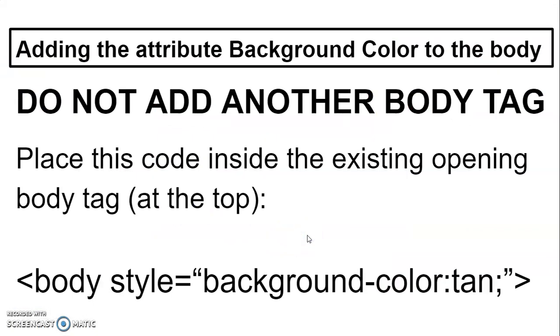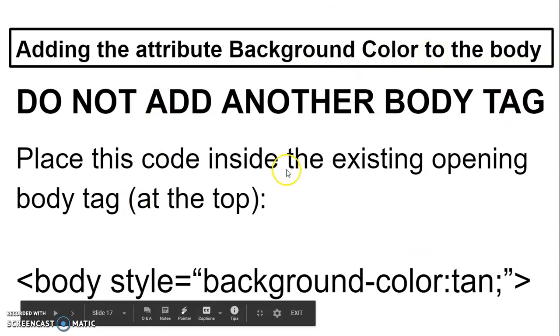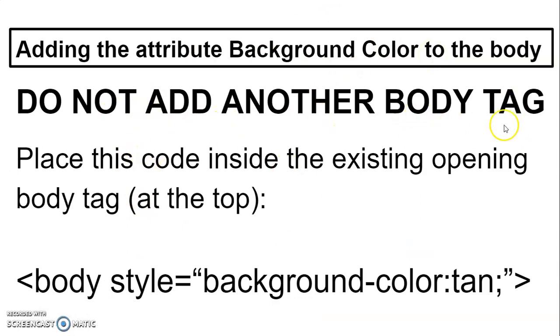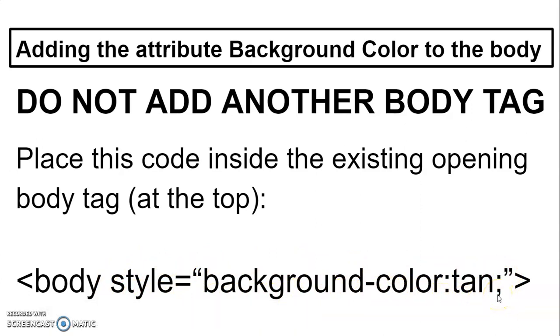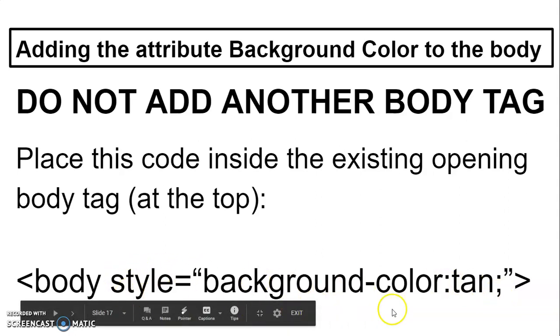Now, the last thing I think I want you to do is put in background color. The background color I want you to add is to the body, which means the whole web page is going to have a color in the background. You do not add another body tag. You place this code inside the existing opening body tag, the one at the top. And here's your style equals background color tan. Look at it. Right here it is. Looks the same exact thing as when you put the background color in the HR, so the style didn't change.